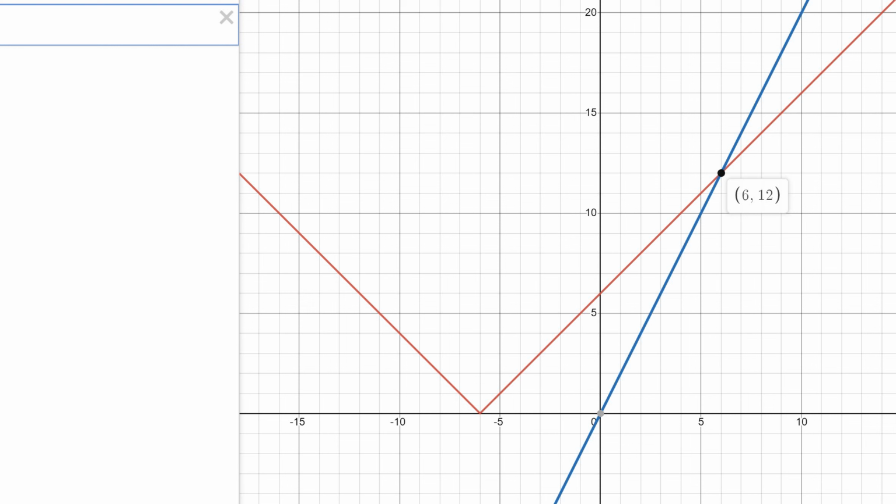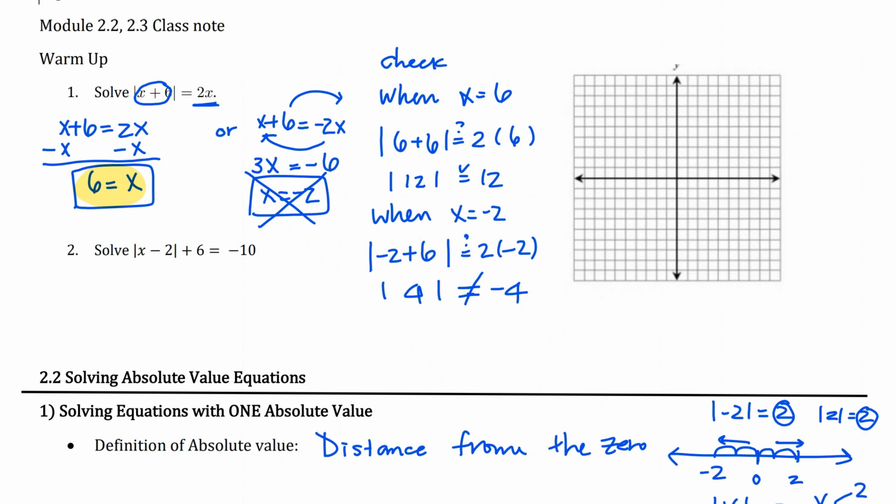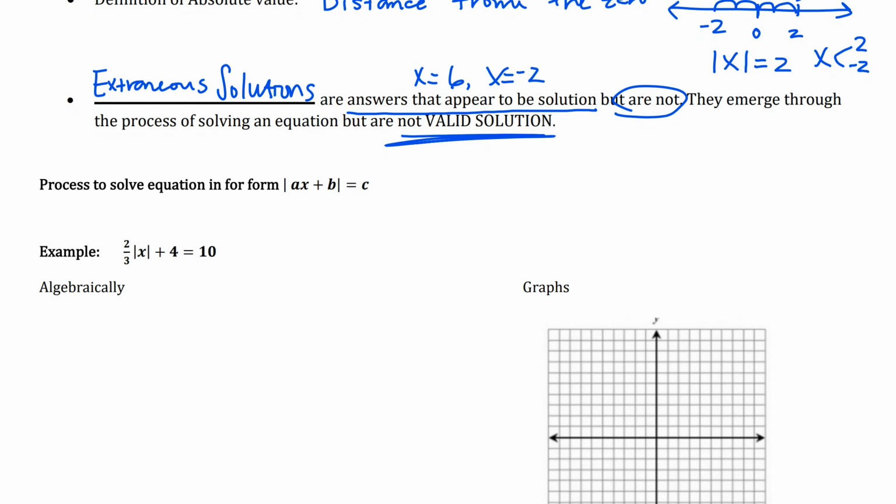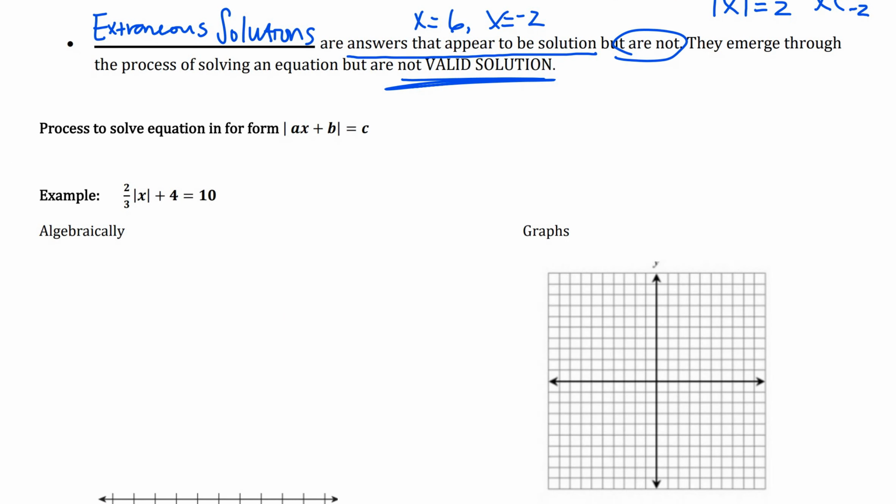The two graphs do not meet anywhere else. What I mean by two graphs is that I put the absolute value of x plus 6 in as one graph, y equals the left side, and then the other graph, I put it in as 2x. So this is one graph and this is the other graph, just like a system of equations. When the two graphs intersect at one point or at 2 points, that is the answer. Again, in order to solve an absolute value equation, we always have to consider two options.